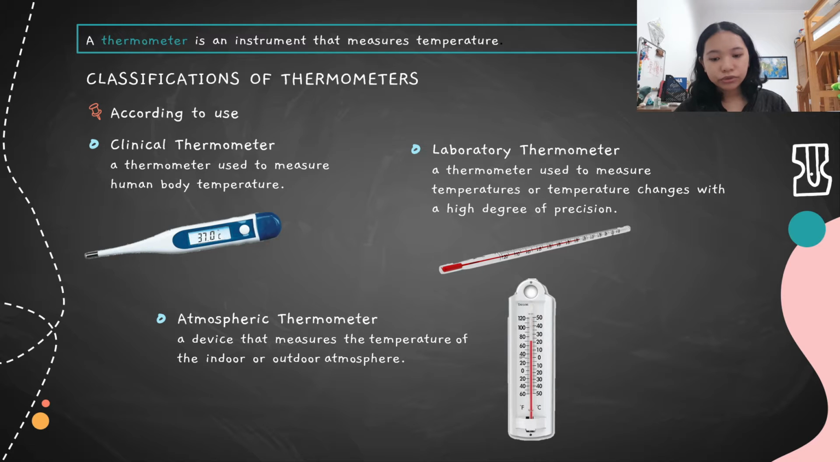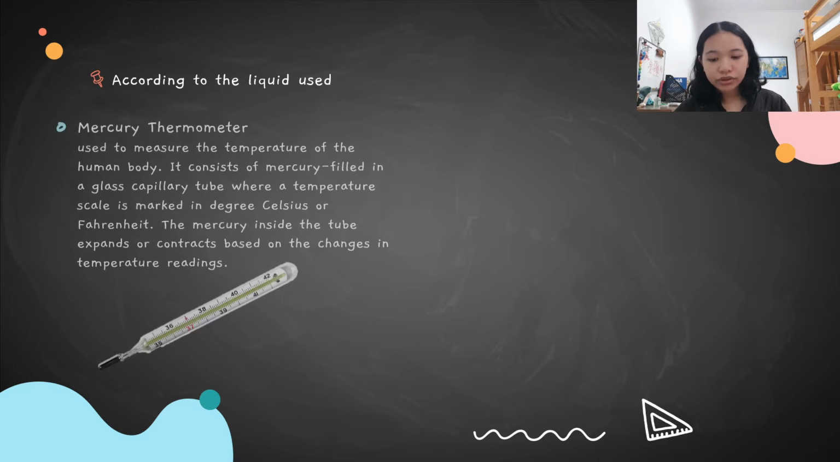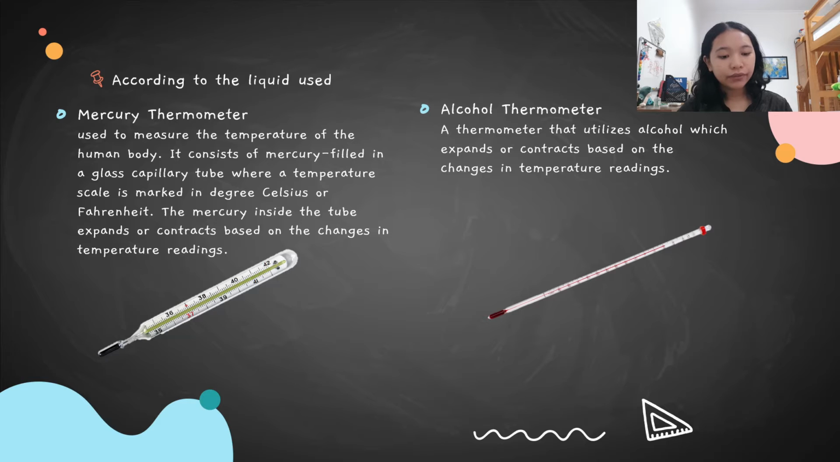And next, I'm going to show you the next classification of thermometer, which is according to the liquid used. So first we have mercury thermometer. It is used to measure the temperature of the human body. It consists of mercury filled in a glass capillary tube where a temperature scale is marked in degrees Celsius or Fahrenheit. The mercury inside the tube expands or contracts based on the changes in temperature reading. Next, and finally, we have alcohol thermometer. It is a thermometer that utilizes alcohol, which expands or contracts based on the changes in temperature readings.